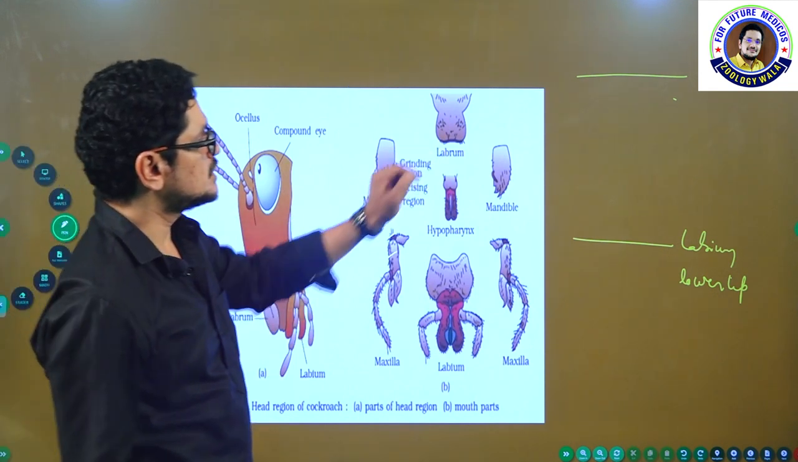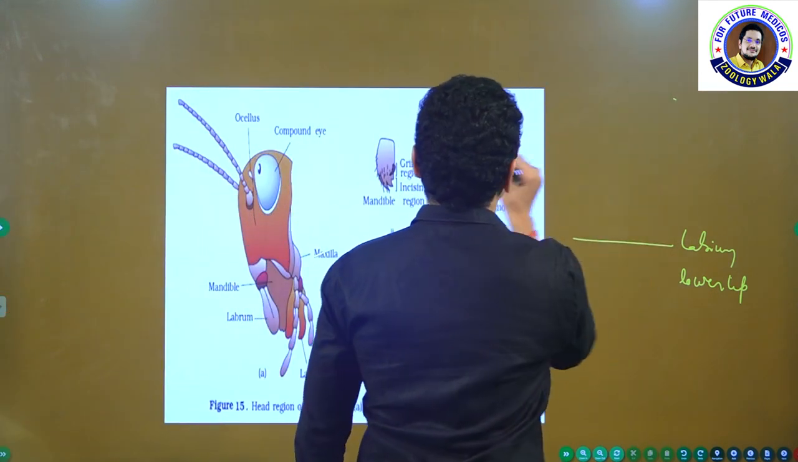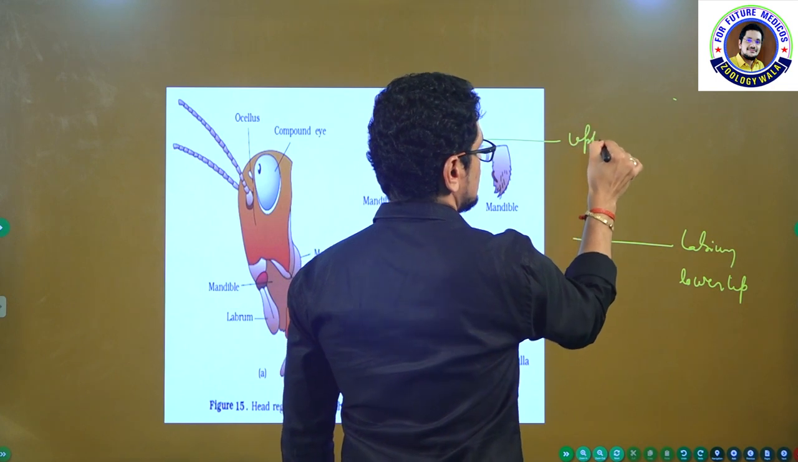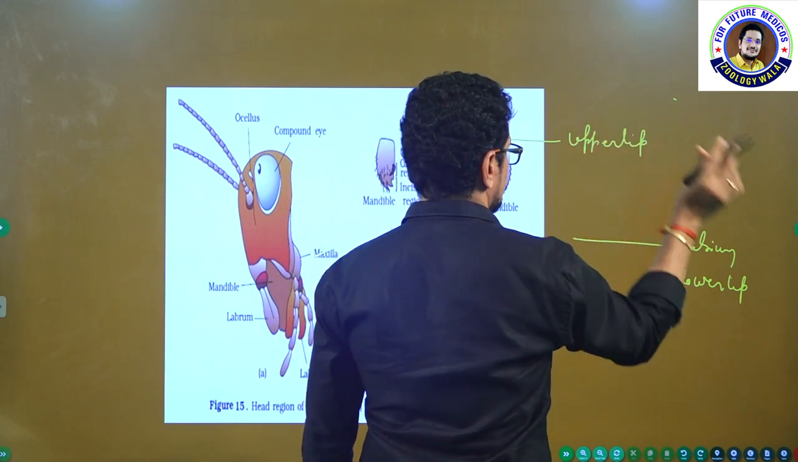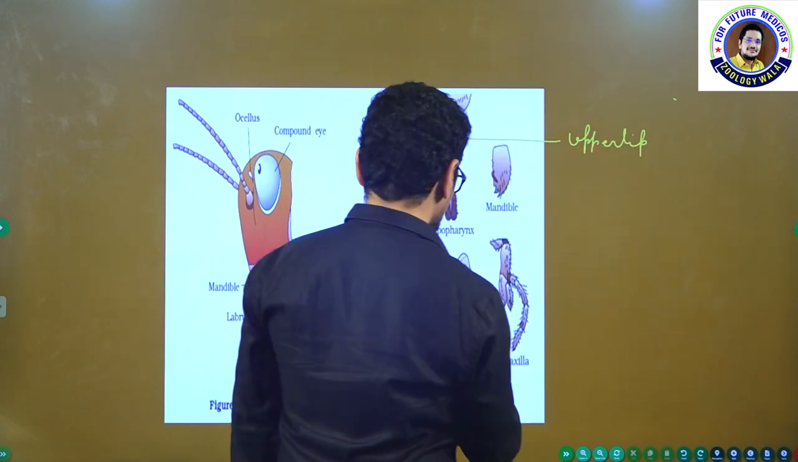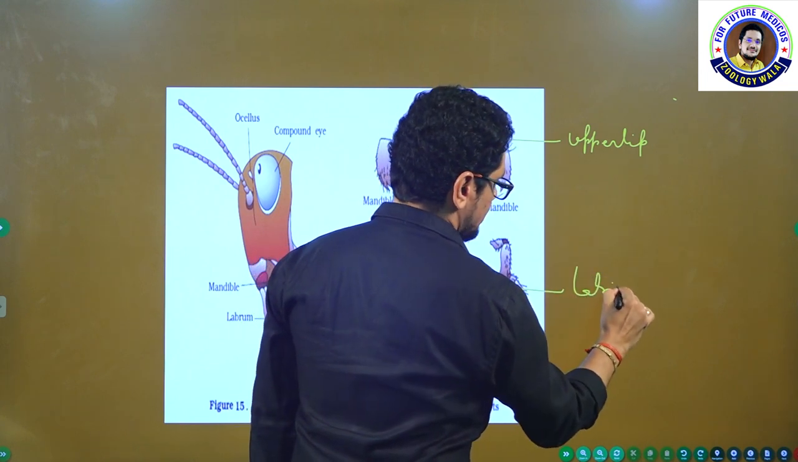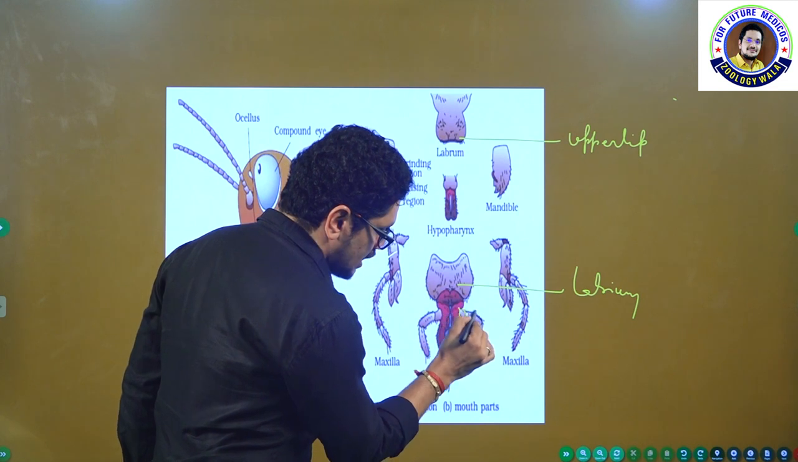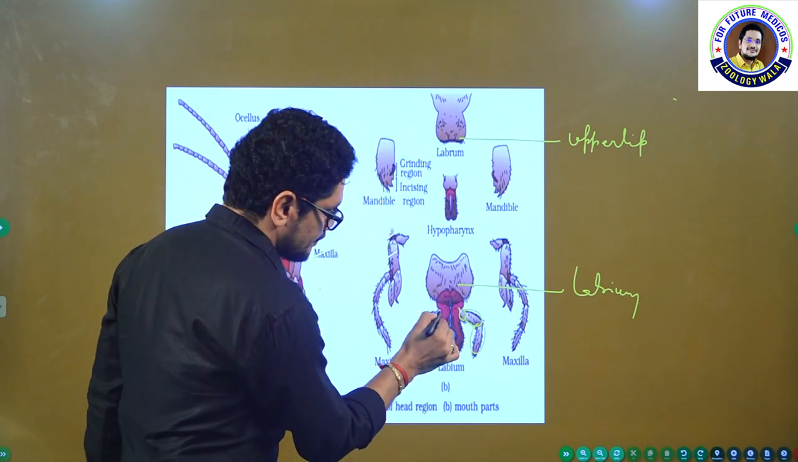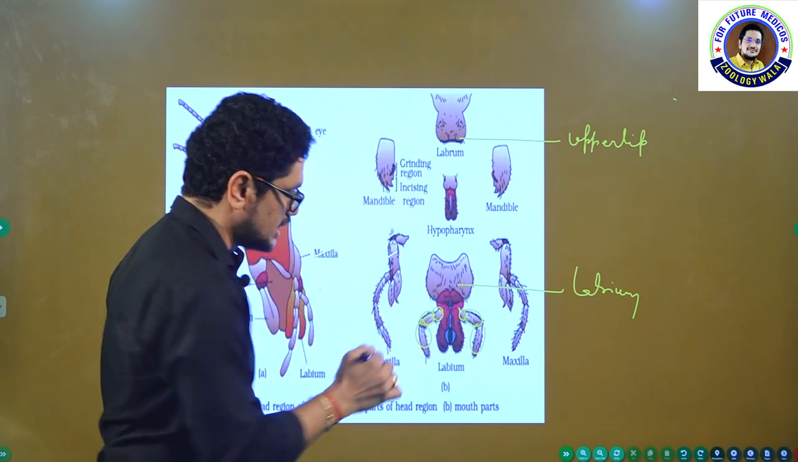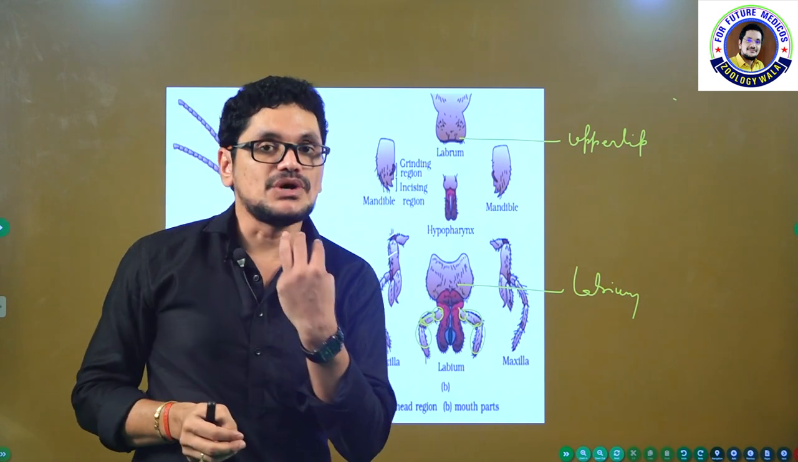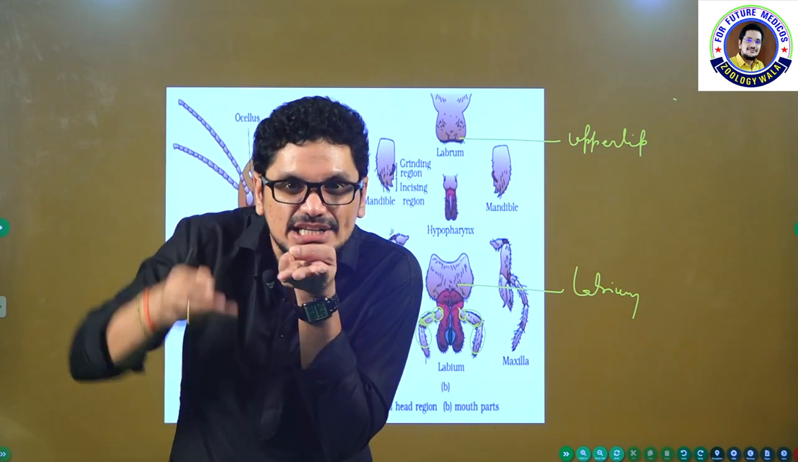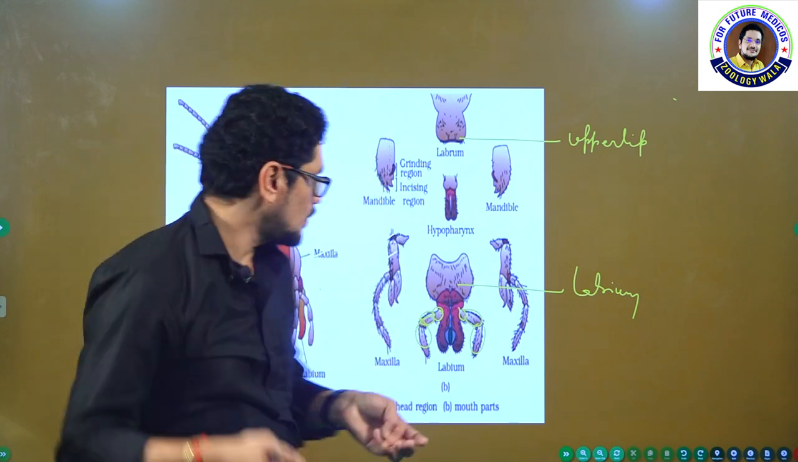So this is labrum, upper lip. Okay. And this one is labium, L-A-B-I-U-M, lower lip. See, 3 segmented palp, just now I told, this is 1, this is 2, and this is 3. Similarly, 1, 2, 3. So 3 segmented palp. Actually, 3 segmented palp is present like this. And this is upper lip, okay?